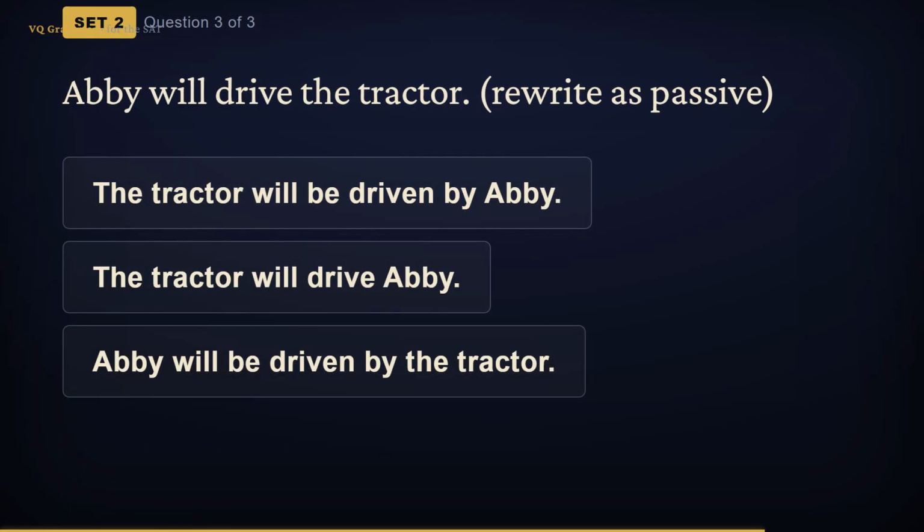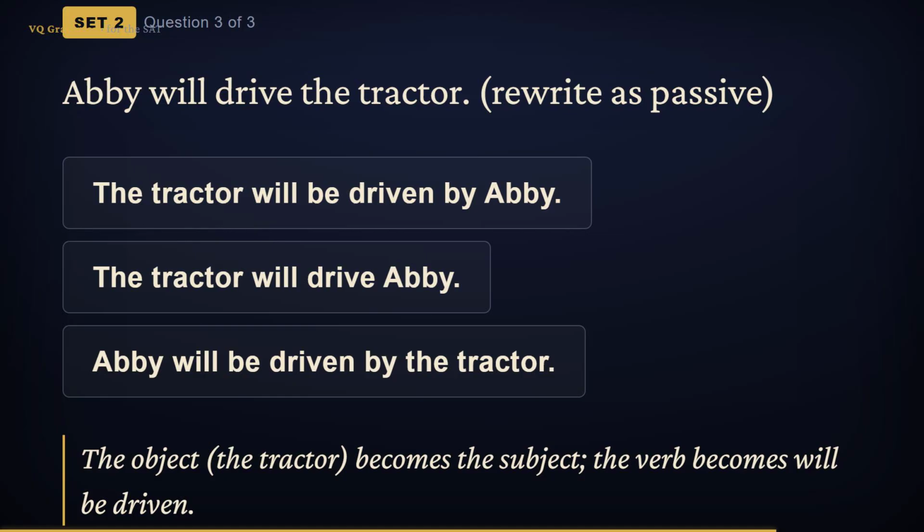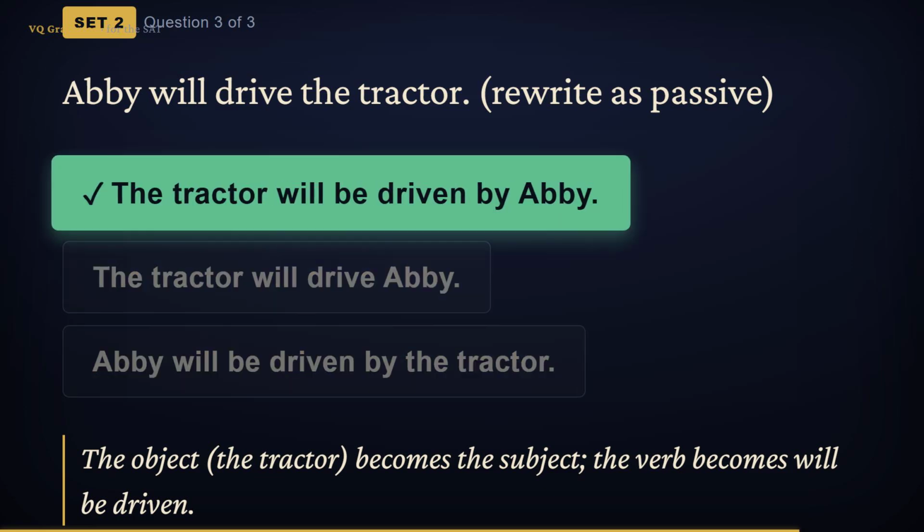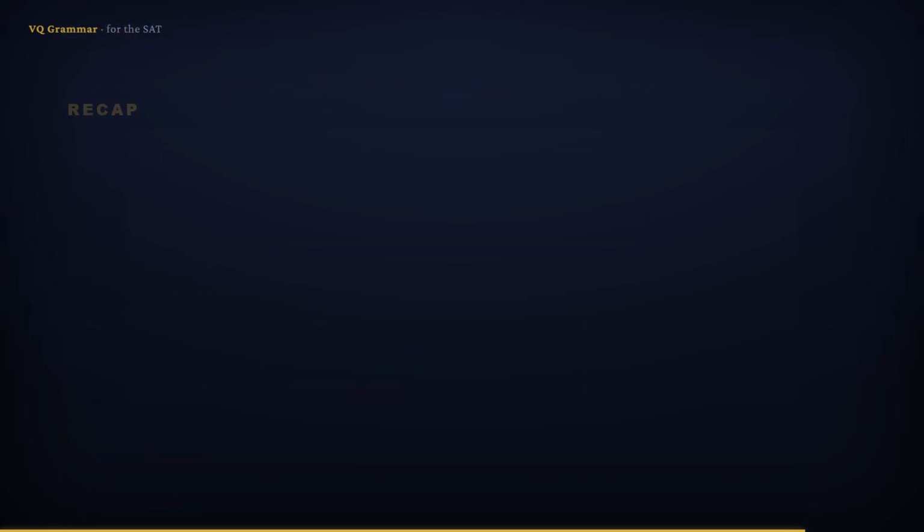Rewrite as passive. Abby will drive the tractor. The object, the tractor, becomes the subject, and will drive becomes will be driven. So the tractor will be driven by Abby.